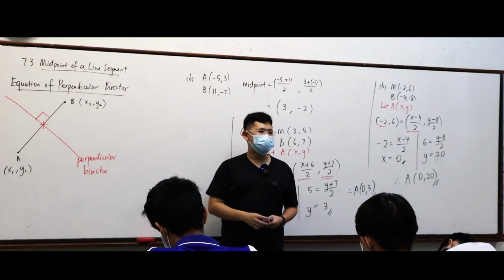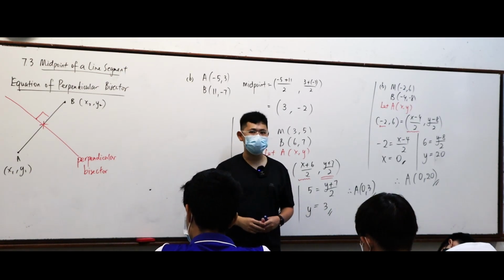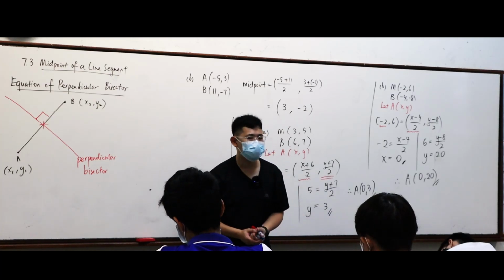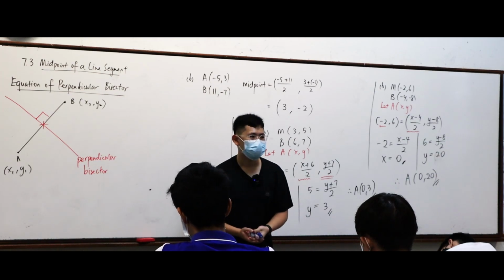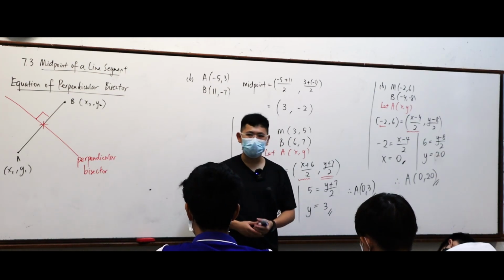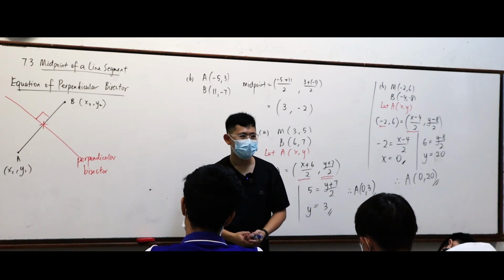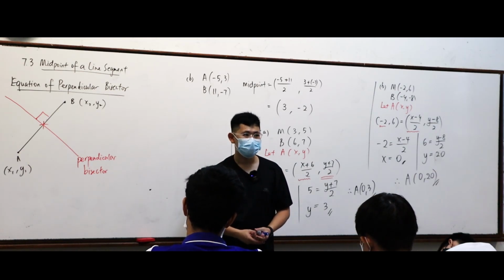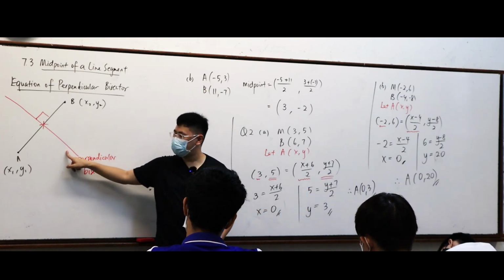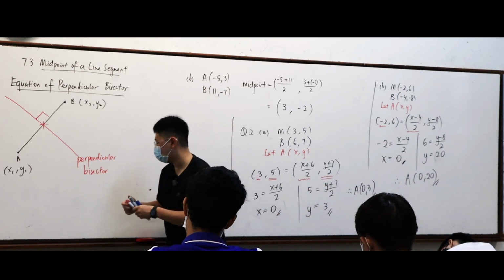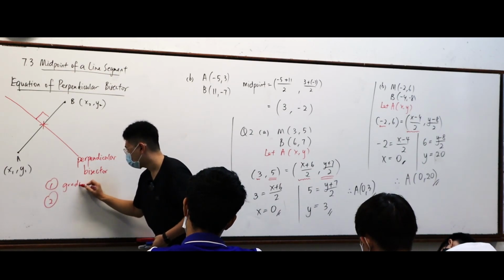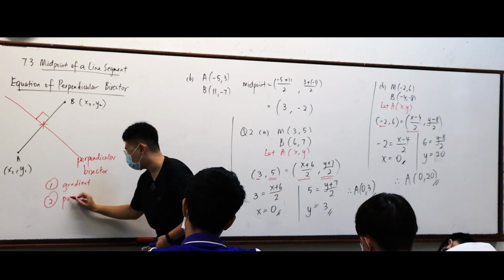In the same fashion, when you look for the equation of a line, what ingredients do you need? You need a gradient and a point, correct? So in order to find the perpendicular bisector, you need two things: the gradient, and a point.